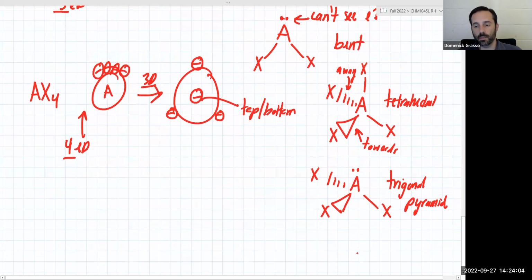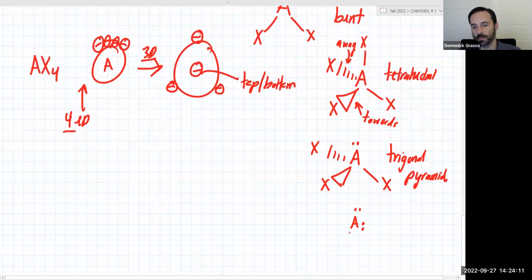The last type feels like a tetrahedral, where you've got two of them in the plane. So those electrons are in the plane. You've got X, you've got another X. This shape is hard to imagine. You've got something coming towards you, something coming away from you. If I rotate it, I'm just going to rotate this a little bit and draw it like this instead.